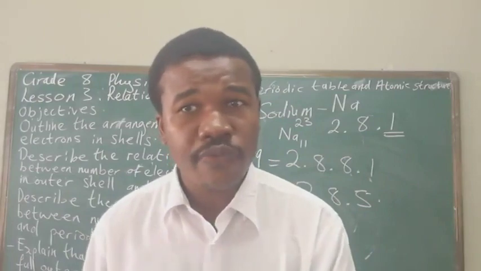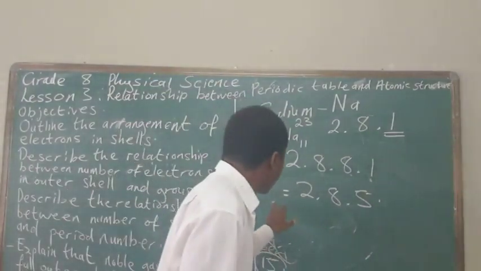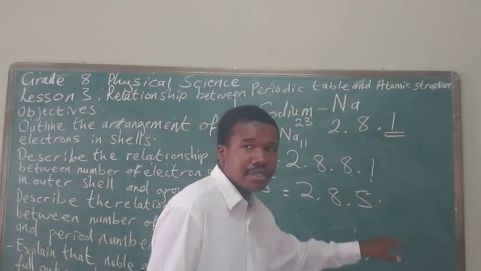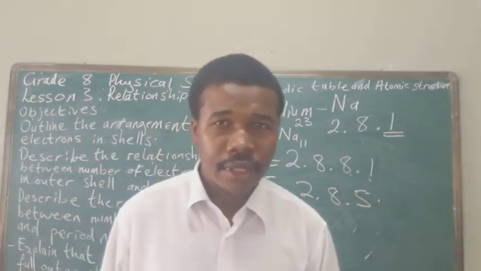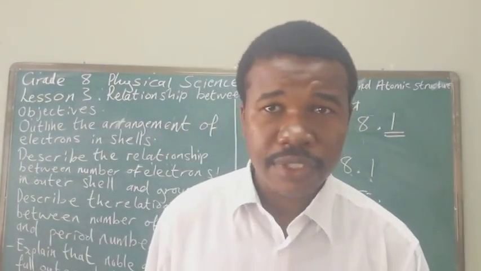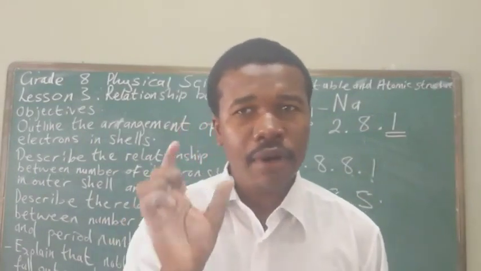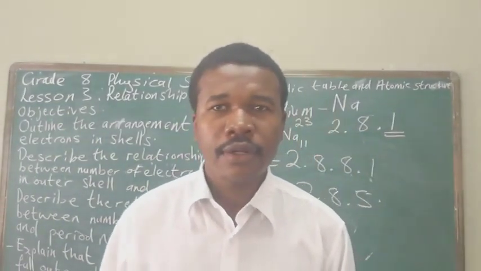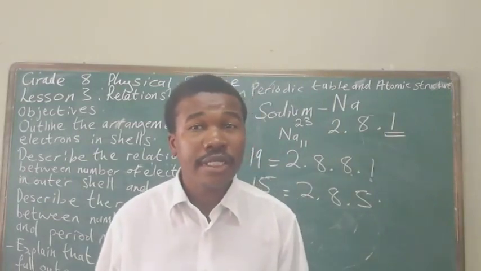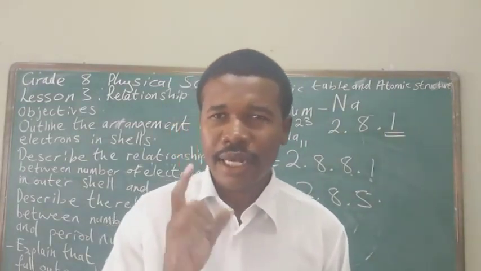So if you go to group 5, you will find an element that has an atomic number of 15. Identify which element that is. So from the number of electrons in the outermost shell, we are able to determine which group an atom is in.